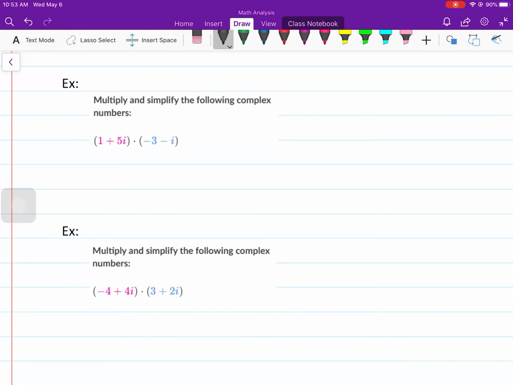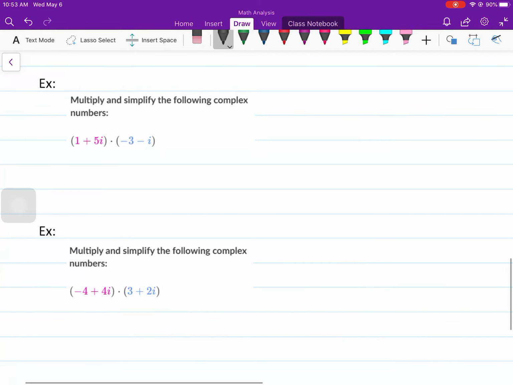So finally we get to something a little bit more difficult, but honestly this isn't too bad. What we have on this one is (1 + 5i) times (-3 - i). So just be careful with the signs. What's going to kill you is those negatives and also those i squared. So you've got to look out for those things.